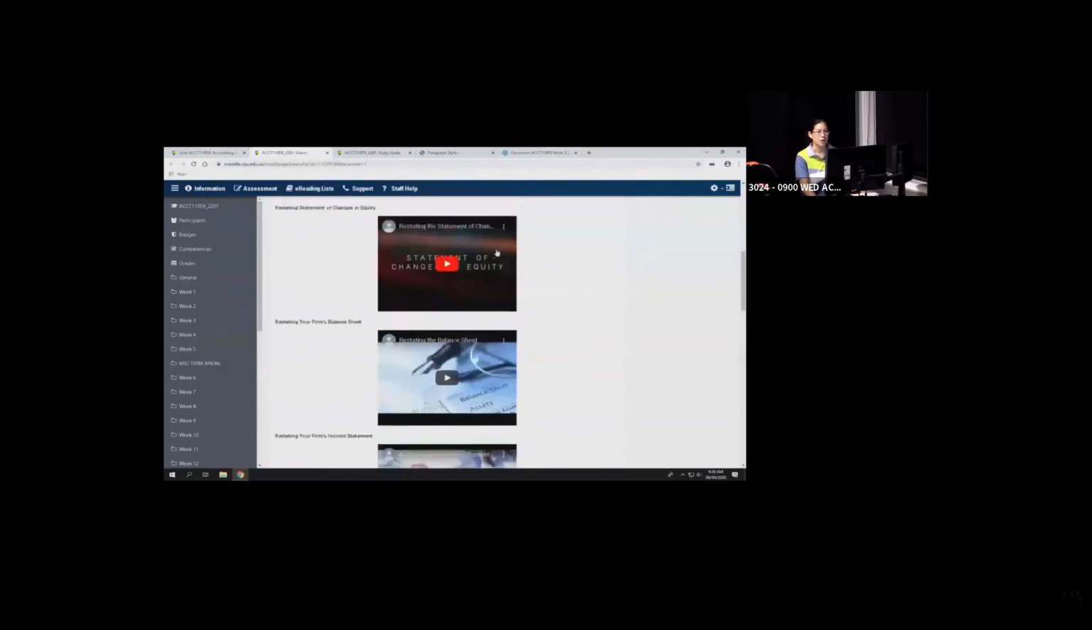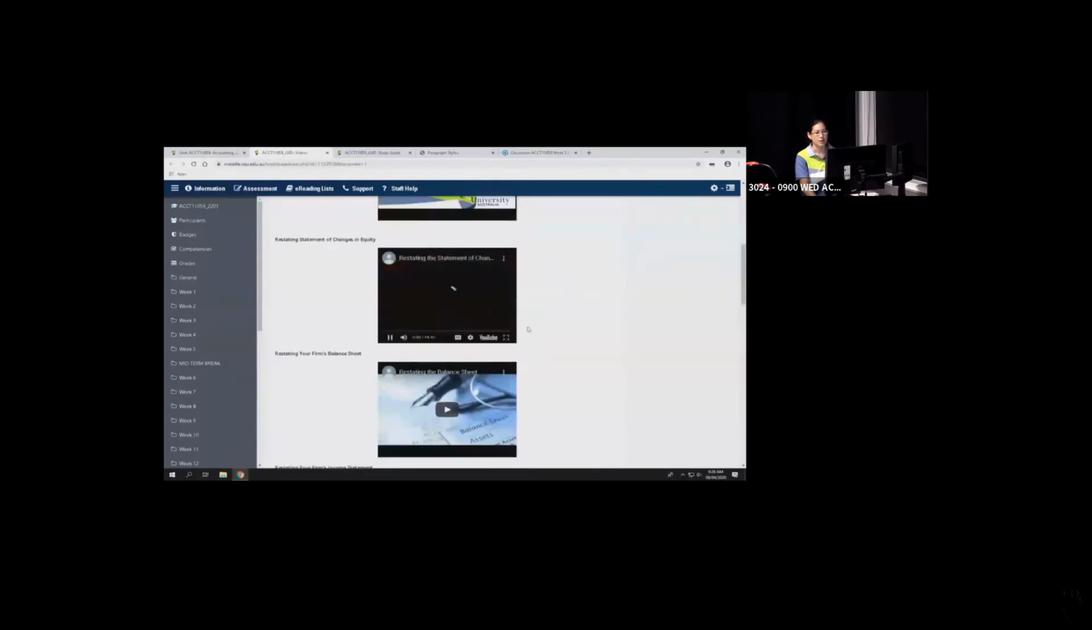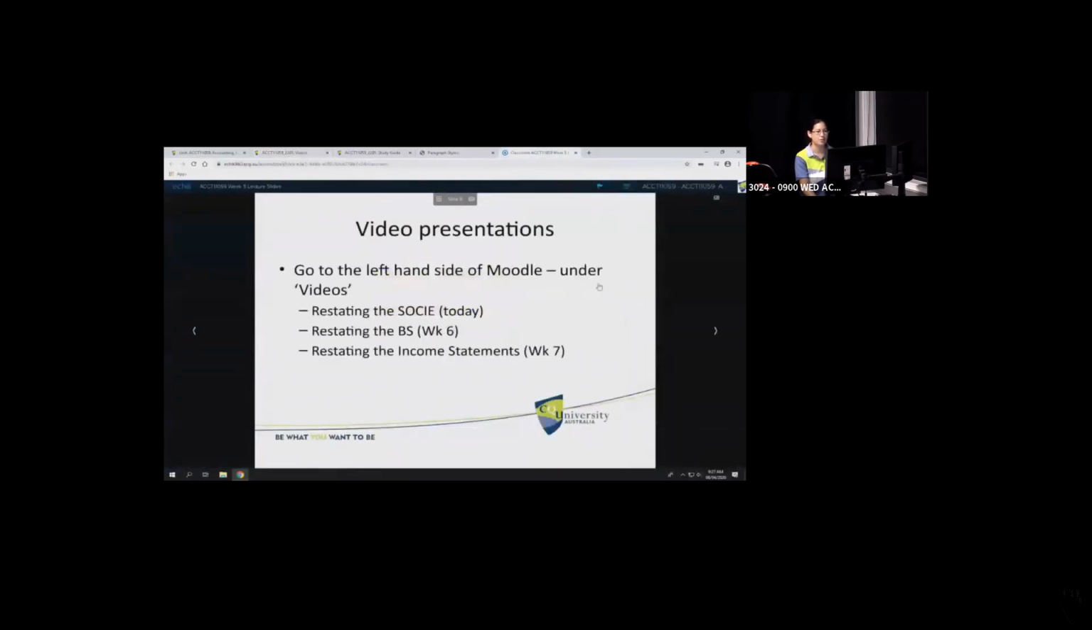Okay, so the one that we're covering today, the Statement of Changes in Equity, you can see it's not even 12 minutes long. And that's restating Wesfarmers' Statement of Changes in Equity and explaining it to you. So you can see it's not a very difficult statement to restate. Okay, so go to the left-hand side of Moodle under videos and watch that 12-minute video, and that will tell you exactly, with a step-by-step guide of me entering Wesfarmers, how to restate the Statement of Changes in Equity.